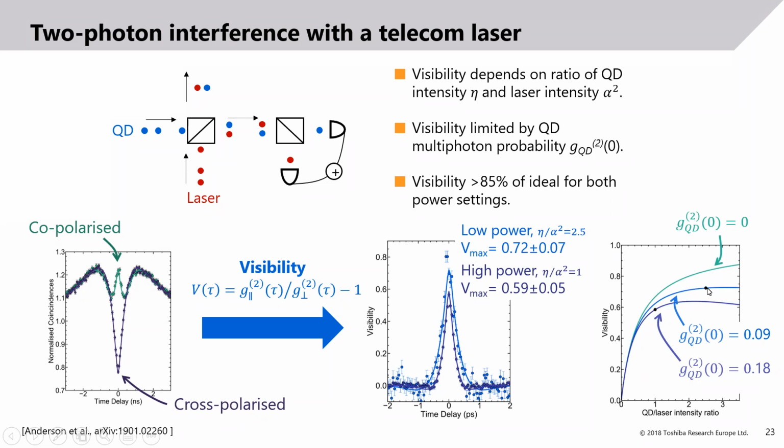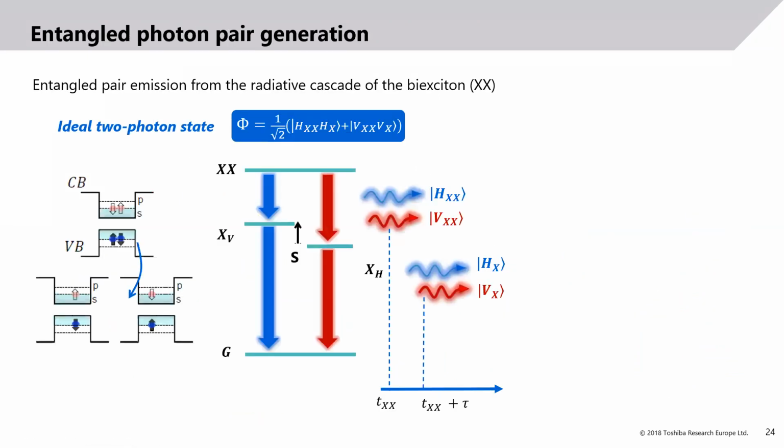So we know that the main limiting factor for our interference is that the quantum dot is not a perfect single photon source, but we have this G2 of zero around 10 to 18%. But nevertheless, we are quite happy with these results. So now moving on to entangled photon pair generation.